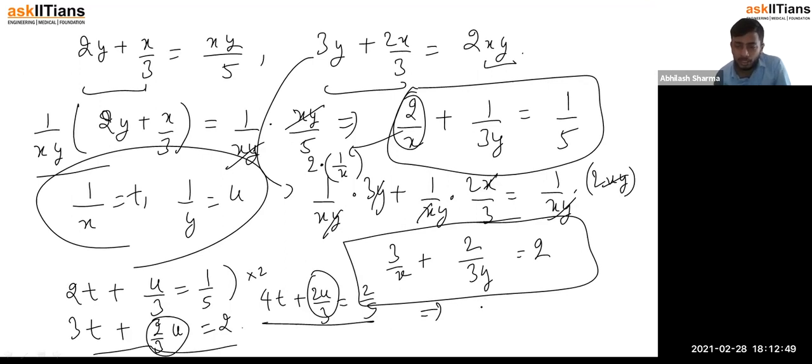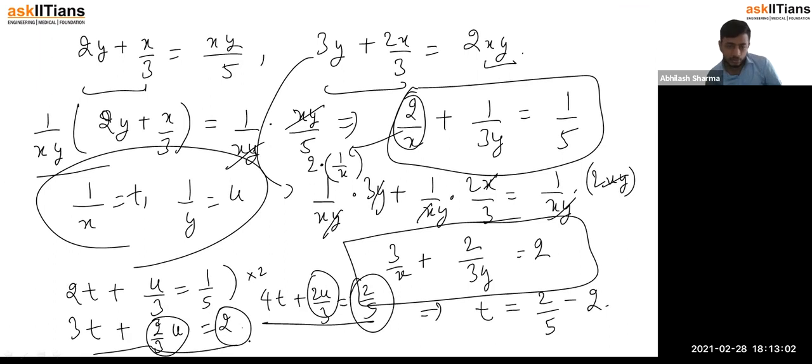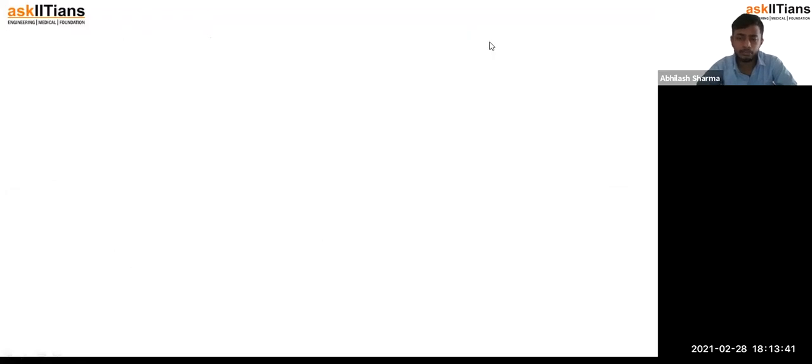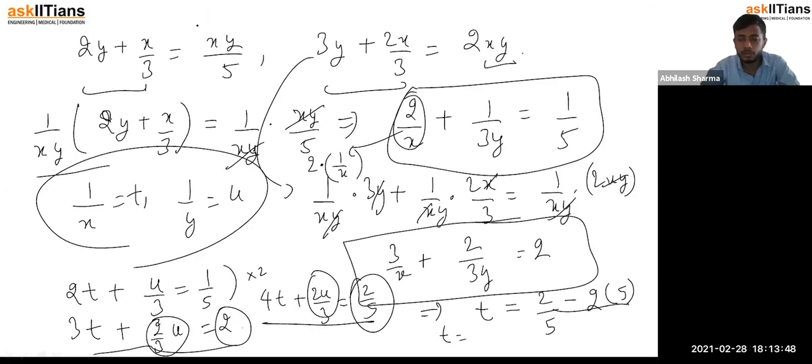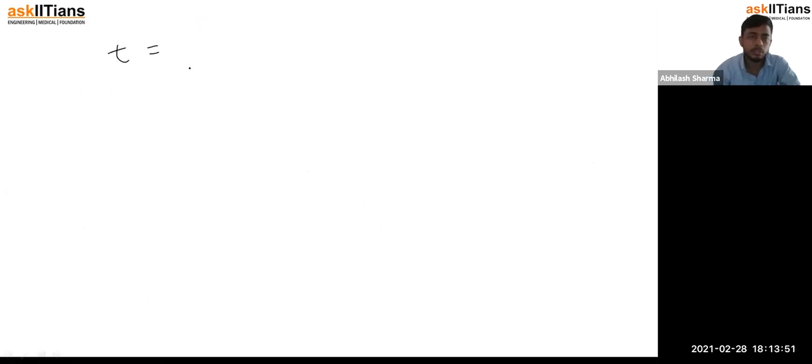But 4t minus 3t is t, and 2 by 5, what are we getting here? 2 by 5 minus 2. I hope I have written correctly. Yes, 2 by 5 minus 2 on the RHS we are getting. So this on taking LCM, what are we getting? Let me use a new slide here. Okay, so what are we getting? t is equal to 2 minus 10. So it will be minus 8 by 5, right?